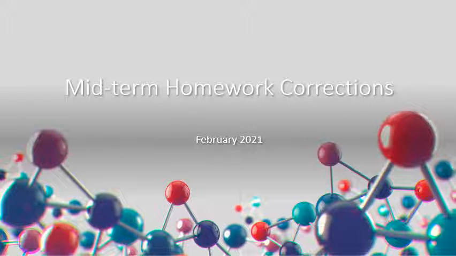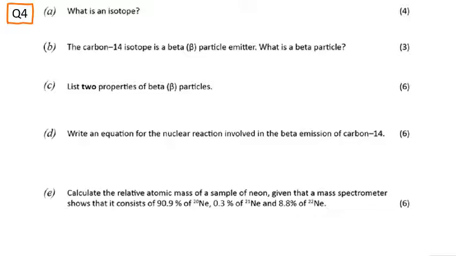These are the corrections for question 4 of the midterm homework. First of all, some radioactivity revision. Question A, what is an isotope? Those are atoms of the same element, meaning that they have the same proton number, or the same atomic number, or the same number of protons, but they have a different mass number, meaning that they have different numbers of neutrons.